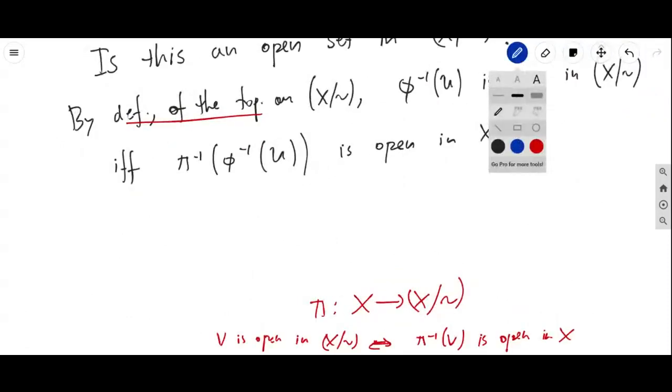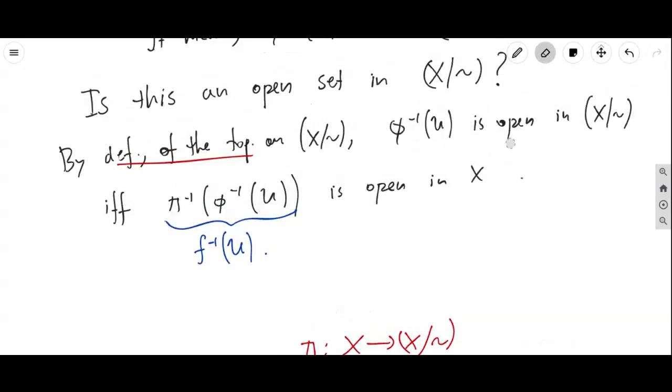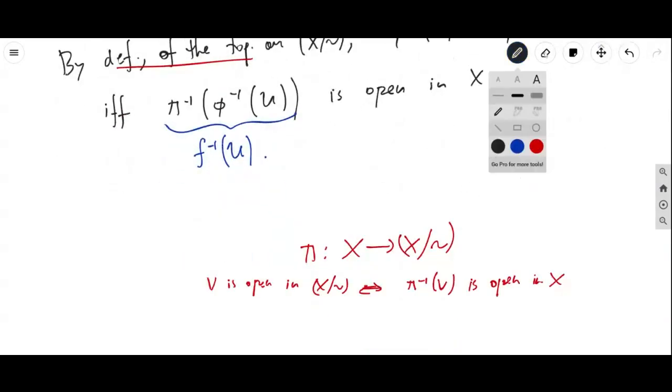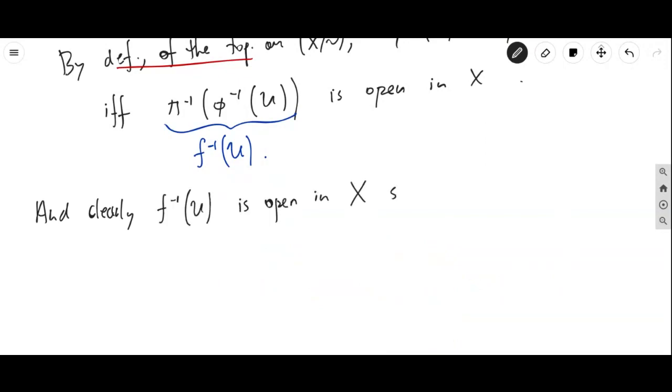This is just F inverse of U. And a small mistake, of course: "open" here makes no sense. So this is open in the quotient if and only if pulling it back is open in the original X. So is this open? Yes. And clearly F inverse of U is open in X, since F from X into S1 is continuous.